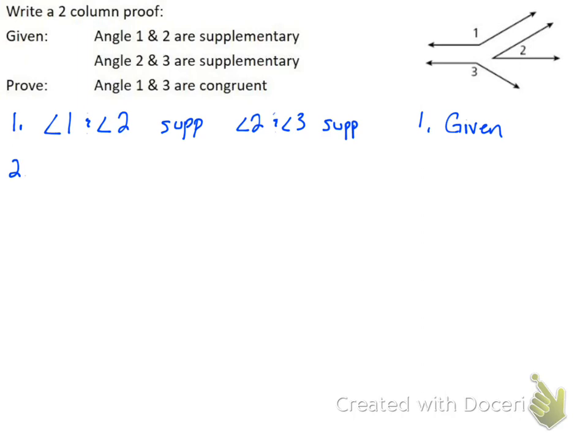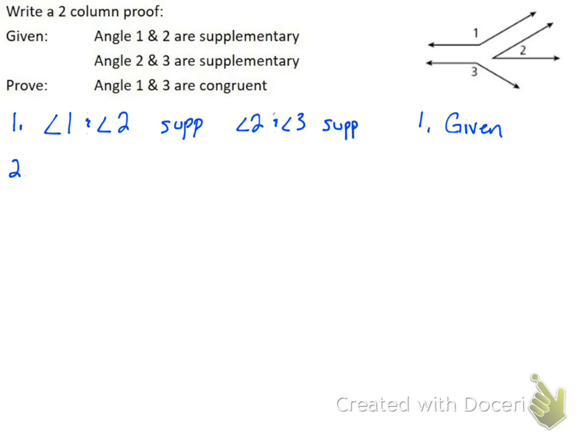So again, I know 1 and 2 are supplementary, I know 2 and 3 are supplementary, I'm trying to prove that 1 and 3 are the same thing. So I have to do it in a step-by-step manner, being able to prove all of it. I can't just say I know it because they look like they're the same. So one thing that I can use is, if I'm given that they're supplementary, I can use that to maybe write some sort of equation so I can prove that 1 and 3 are equal to each other.